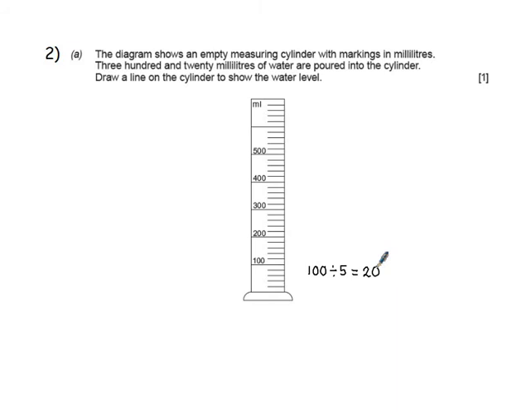So we want to draw the line of 320 millilitres onto the cylinder. So here's our 300. We know it's going up in 20s. So this line here is 320. So just draw a straight line going across on the cylinder at 320.